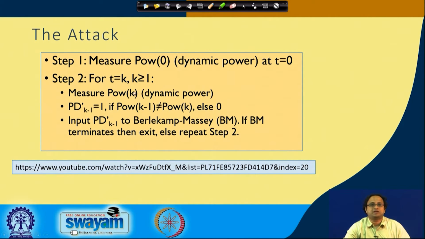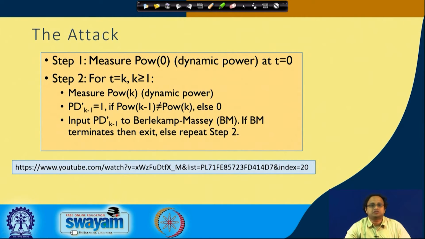So what I do in this attack is I measure the dynamic power at t equal to 0, and then for all the subsequent time instances, I measure the dynamic power. The idea is that if the power at one time instance is not equal to that of the previous time instance, then I define this PDD dash variable and make it 1. On the other hand, if it is 0, that implies the power consumption does not change across the clock cycles. Now I take this PDD dash, and based on the theory that PDD dash is nothing but a delayed sequence of one of the states of the LFSR, I just feed it to the Berlekamp-Massey algorithm.